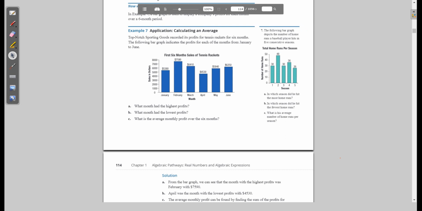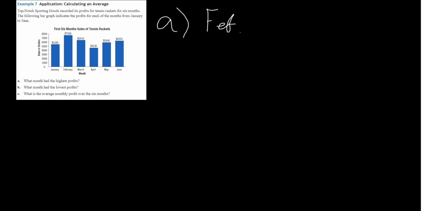Let's look at some bar graphs here. So, Top-Notch Sporting Goods recorded its profit for tennis rackets for 6 months. The following bar graph indicates the profits for each of the months from January to June. So A, what month had the highest profit? Well, looks like February. Okay. What month had the lowest profit? Looks like April.